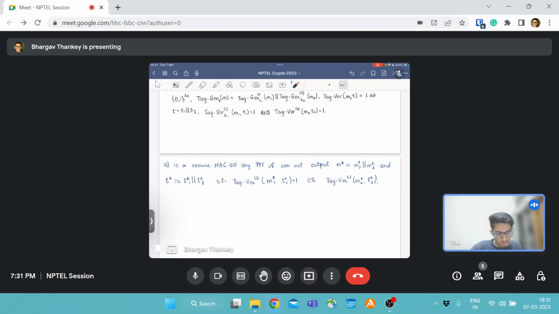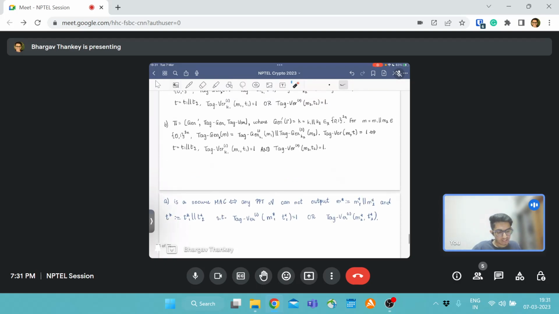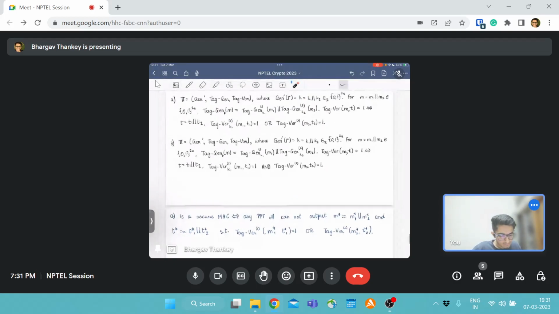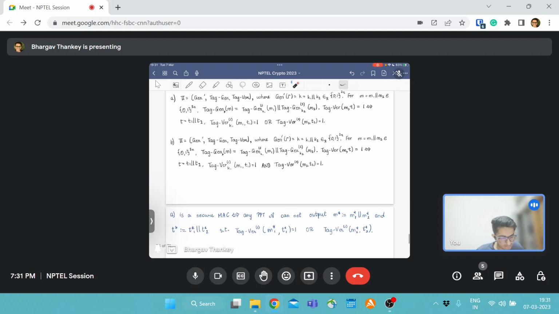Okay. So in this question, we want to find out which of these are secure MACs. Suppose that we have the following: any PPT adversary A cannot output a message M star and a tag T star such that T1 star is a valid tag for M1 star or T2 star is a valid tag for M2 star. Suppose this condition were true, then the scheme would have been a secure MAC, because this is just how a secure MAC is defined.